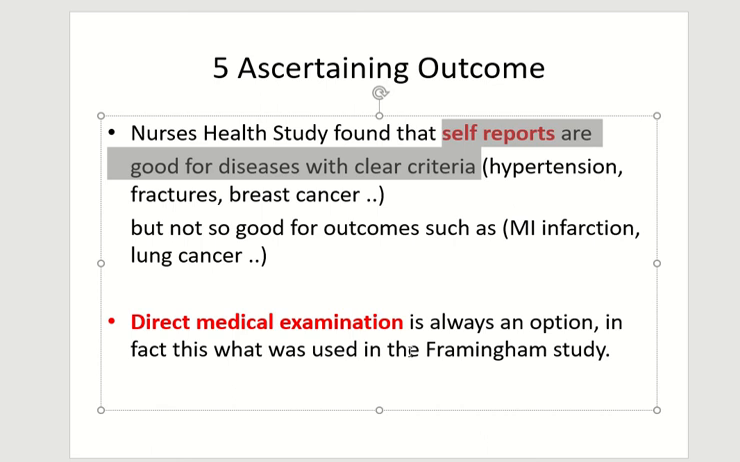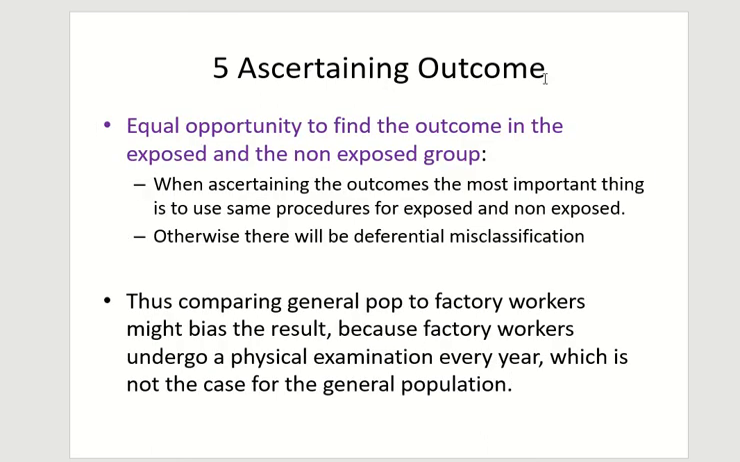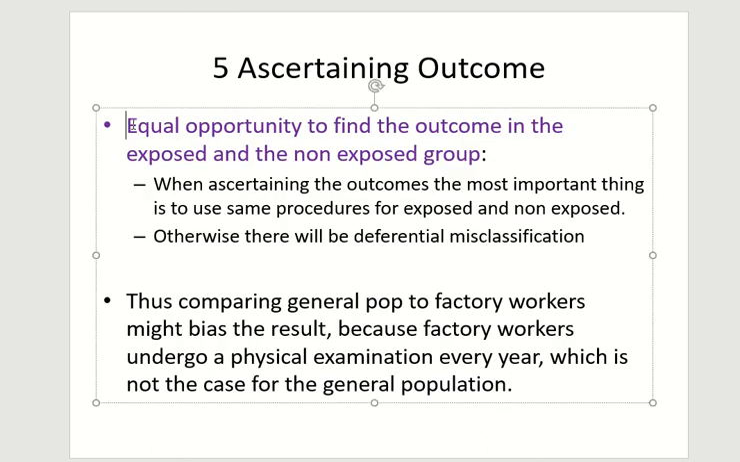In fact, this is what was used in the Framingham study, as I mentioned. So in ascertaining the outcome, you should make sure that there is equal opportunity to find the outcome in the exposed and the non-exposed. It is very important that if you are working on finding the outcome, you do it the exact same way in the exposed and the not exposed. Because if you do a special treatment for the exposed versus the not exposed, then you're going to end up finding the outcome more in the exposed than in the non-exposed.